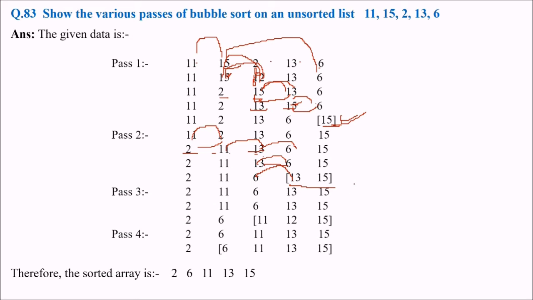They have bubbled up after the second pass. Now we'll not look for these two. 2, 11, which is greater? 11. So it has got the correct position. 11, 6, which is greater? 11. So it will exchange.